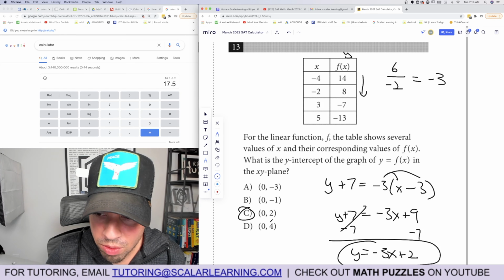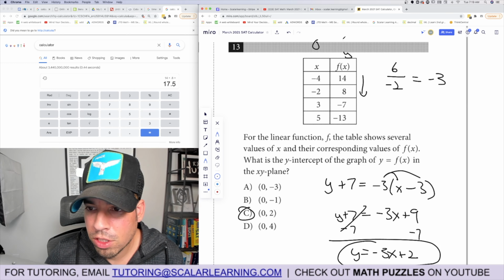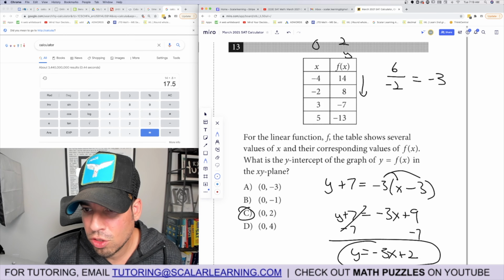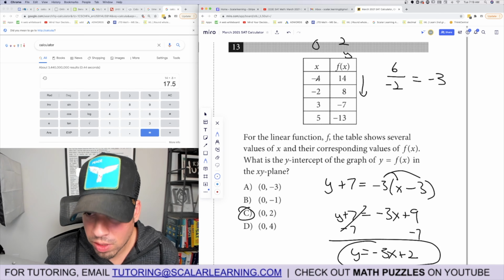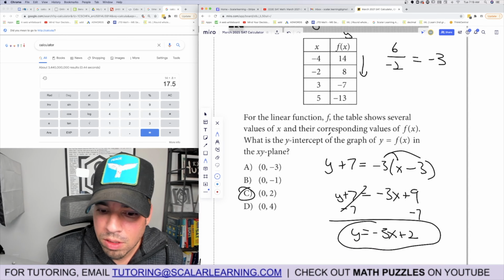Should we double check? How can we double check? Okay, I'll put it in here and let's just make sure the slope would be -3. 14 minus 2 is 12. -4 minus 0 is -4. 12 over -4, -3. Done.